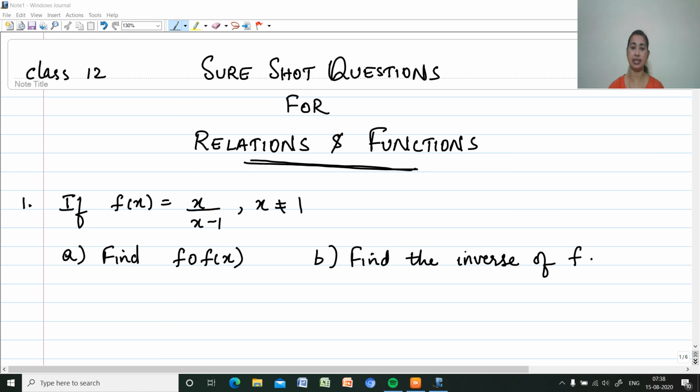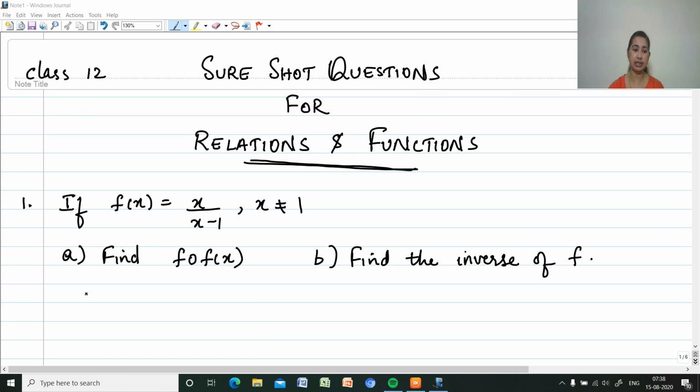Today we'll discuss some of the important questions of class 12, chapter 1, relations and functions. So the first question is, if f of x equal to x by x minus 1, where x is not equal to 1, find f composition f of x and also find the inverse of f.